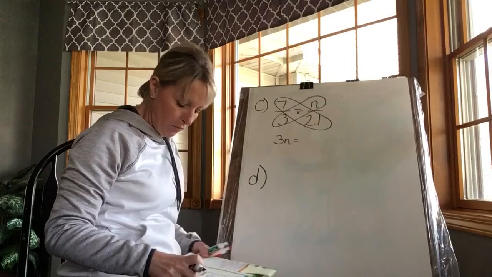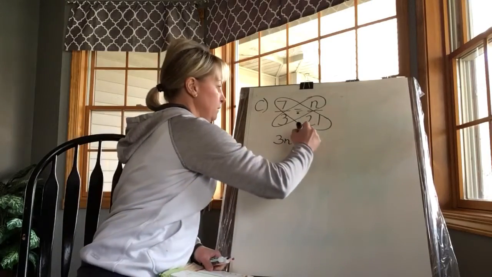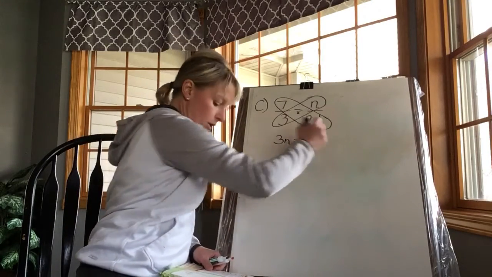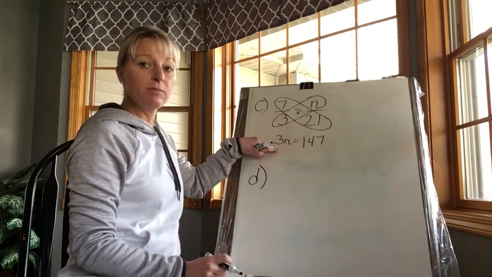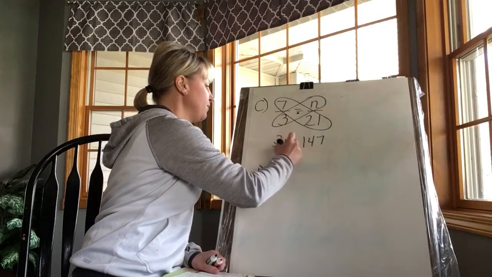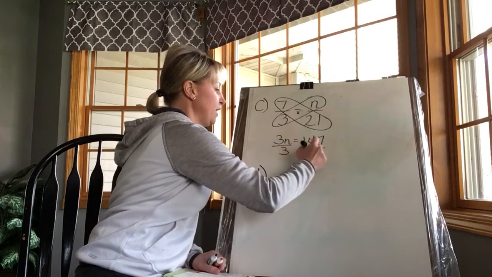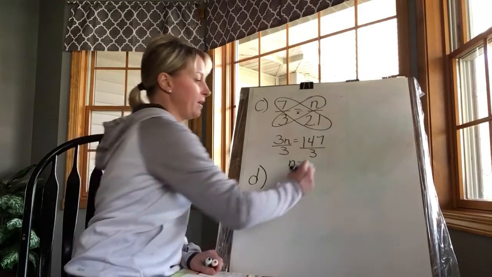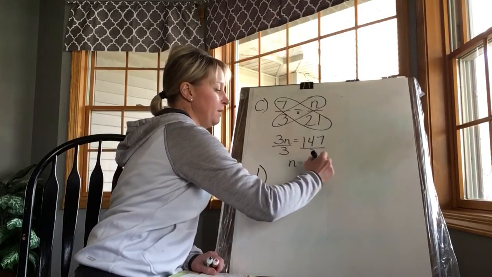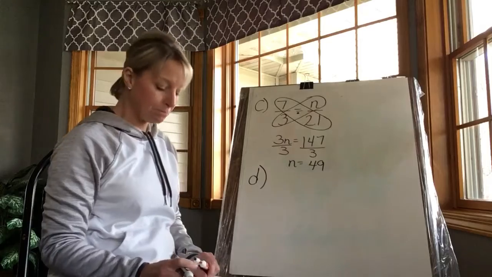7 times 21 is 147. Solve for n. This is multiplying, so we will divide. Divide by 3, divide by 3, and n equals, and I just plugged 147 divided by 3 into my calculator, and I got 49.